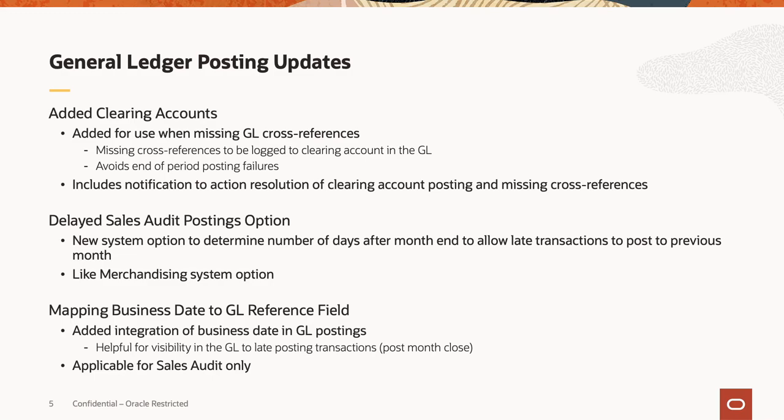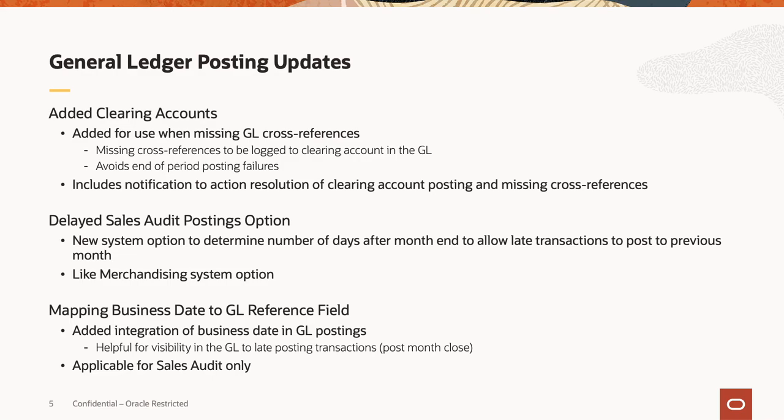Lastly, an update was made in Sales Audit to map the business date to a general ledger reference field. Previously for Sales Audit, if a total posts to the general ledger late, even considering the new system option noted, only the accounting date was sent to the general ledger, which is the first day of an open month for transactions posting late after the previous month has closed. This means that there is no visibility to the actual business date in the general ledger when it is posted.